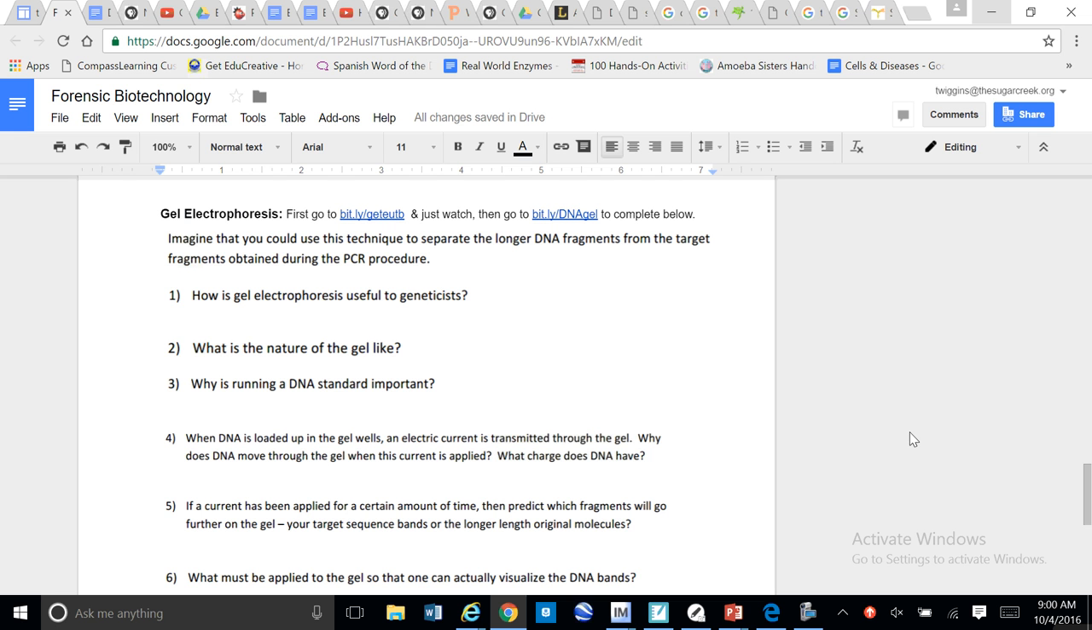All right. Imagine that you can use this technique to separate the longer DNA fragments from a target fragment obtained during the PCR procedure. That means you went to the crime scene, got some body fluids and hair samples, took them to the lab, did the DNA extraction, and went through the PCR procedure. Now you have to put it in here so that you can get the actual footprint of the DNA so that you can match it with your suspect. So you're not done yet. Imagine you already did all of that.